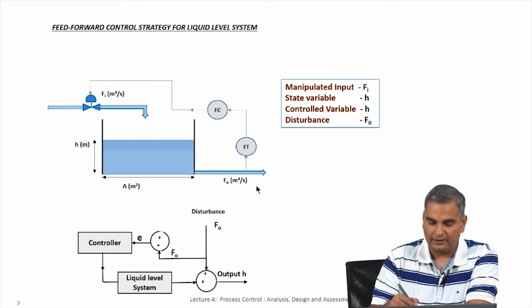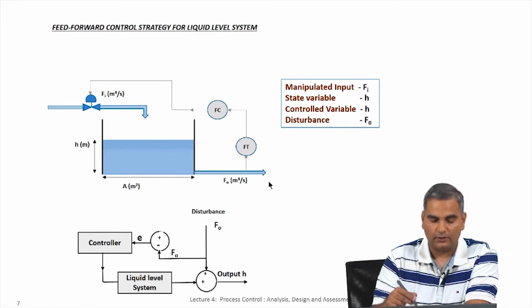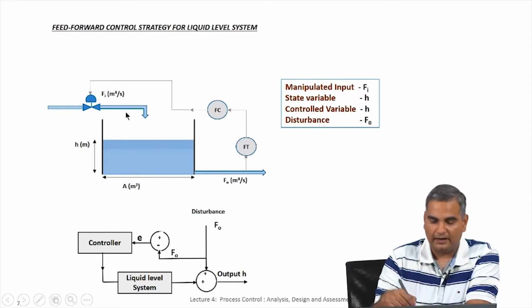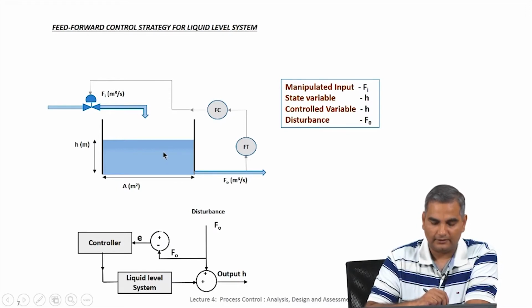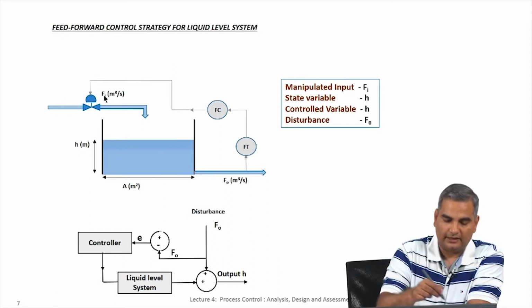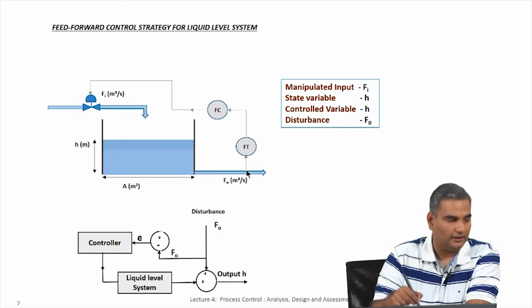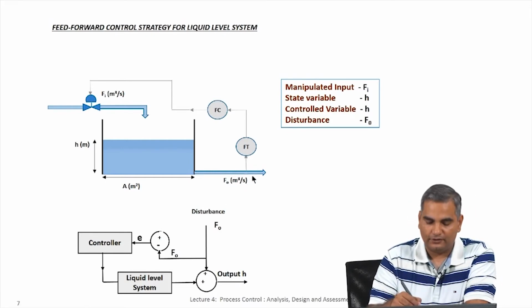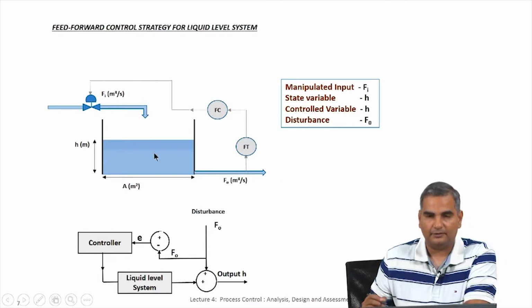Now, if FO decreases, that means there is a mismatch between what comes in and what goes out. There is more coming in and less going out, so automatically the height will increase. What you can do is measure this and then set Fi to the F naught value, so that as soon as this changes, I manipulate my variable here so that the height is maintained properly.